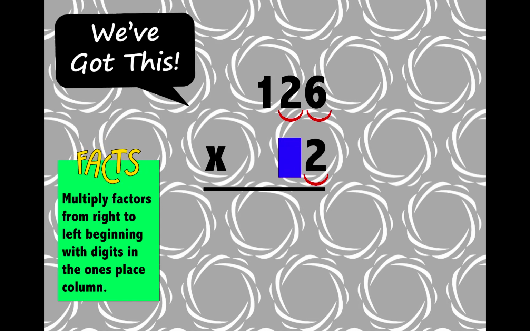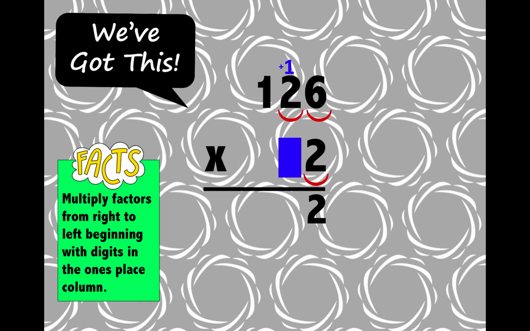Here we go. 6 times 2 equals 12. 2 in the ones place value column, group the 1 to the tens place column. 2 times 2 equals 4, plus the 1 we carried equals 5. Next, 1 times 2 equals 2.